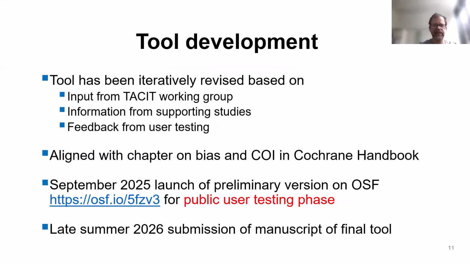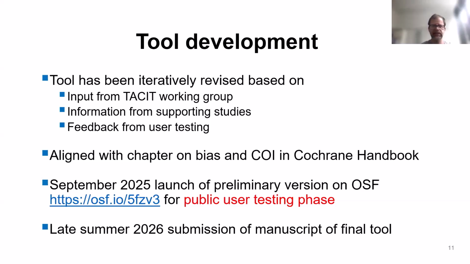So the tool has now been in development for some years, with different versions being iteratively revised, and this has been based on input from the TACIT working group, but also valuable input from our supporting studies, in particular our user testing study, but we also got feedback from previous workshop participants, and other types of user feedback. The tool in its current form is aligned with the chapter on bias and conflicts of interest in the Cochrane Handbook that many of you might be familiar with.